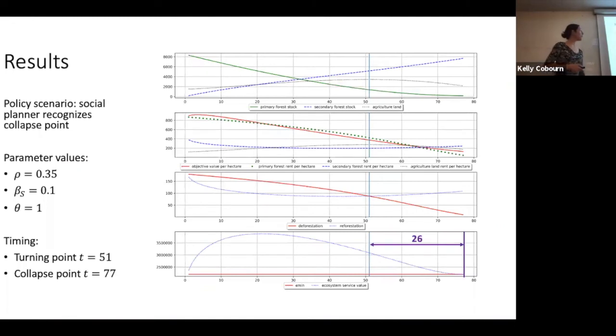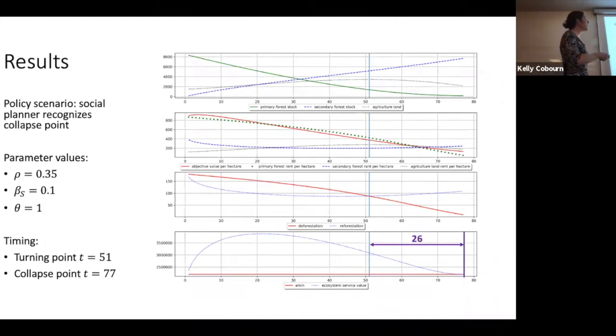There's a lot going on in this slide that I'll walk through, but I want to start with the policy scenario. So we're starting in an initial case where the social planner recognizes the collapse point. And we're also going to assume that the social planner captures the ecological rents. So they care about the ecological rents in this case. And these are our initial parameter values in the CES production function.